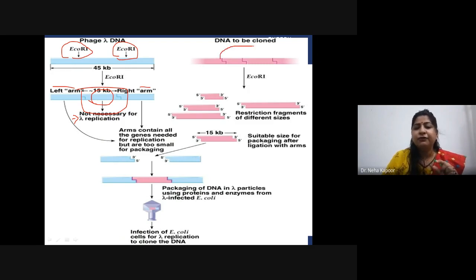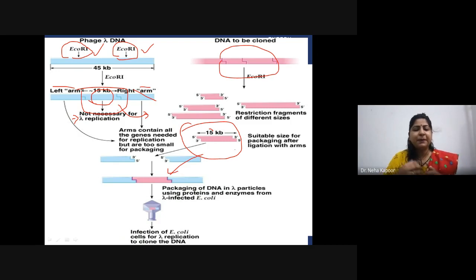the same insert size with the DNA to be cloned, and we can cut it with the same EcoR1 enzyme, because the same EcoR1 restriction site is present over here, so that we have complementary sticky ends. This 15 kb size is suitable for packaging after ligation with the arms. After excision of this 15 kb segment, we can insert our DNA, and packaging of DNA in lambda particles using proteins and enzymes from lambda-infected E. coli can proceed.